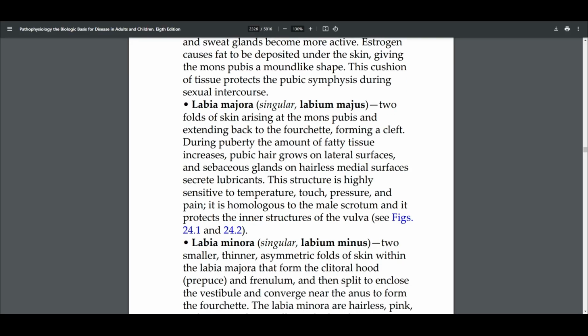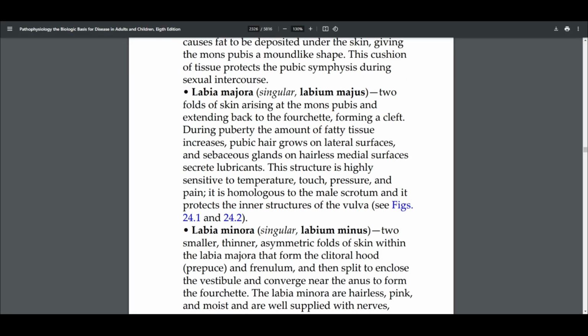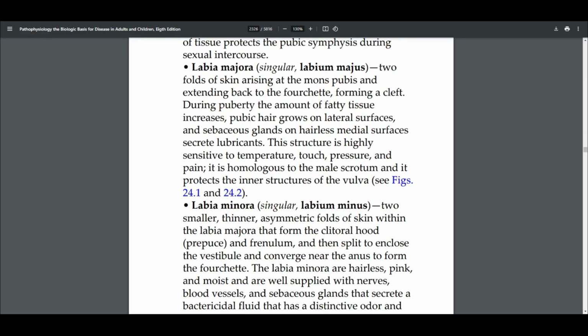The labia majora, two folds of skin arising at the mons pubis and extending back to the fourchette, forming a cleft. During puberty, the amount of fatty tissue increases. Pubic hair grows on lateral surfaces, and sebaceous glands on hairless medial surfaces secrete lubricants. This structure is highly sensitive to temperature, touch, pressure, and pain. It is homologous to the male scrotum, and it protects the inner structures of the vulva.